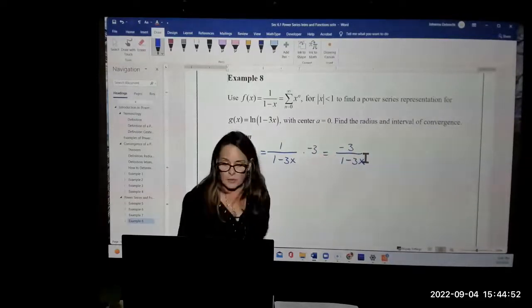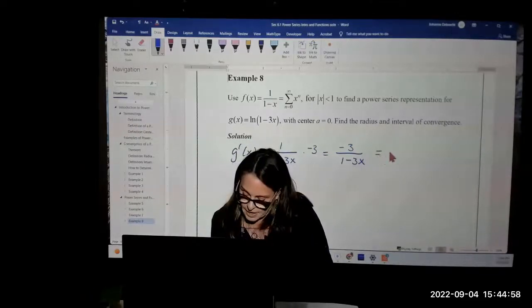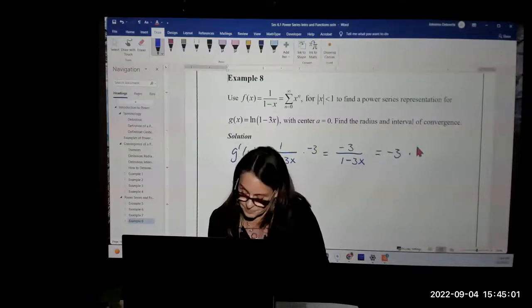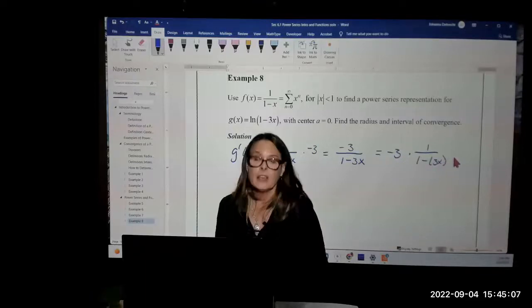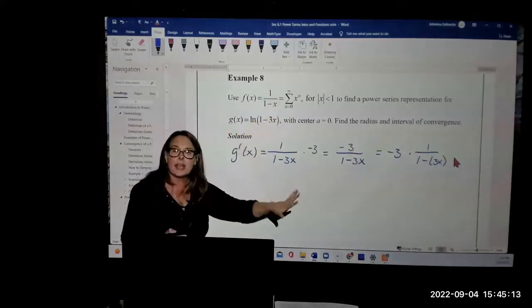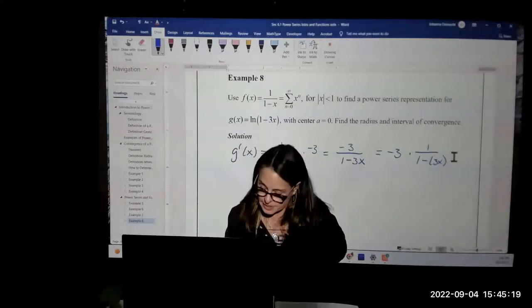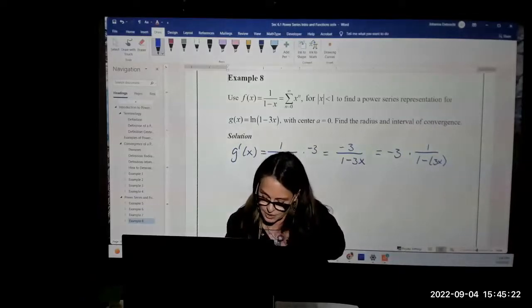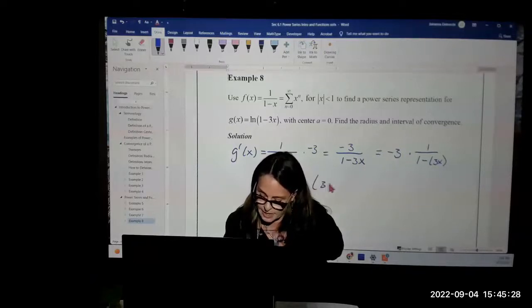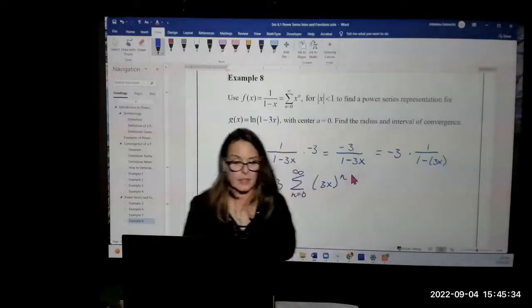So I can pull the negative 3 to the front, and I can represent this one then as negative 3 times 1 over 1 minus the quantity 3x. So now it looks like the format for f. So this must be the same as the power series multiplied by negative 3 with 3x replacing the x. So this becomes negative 3 times the power series, n equals 0 to infinity. And replacing x, I have 3x. Right? So I get this expression right there.